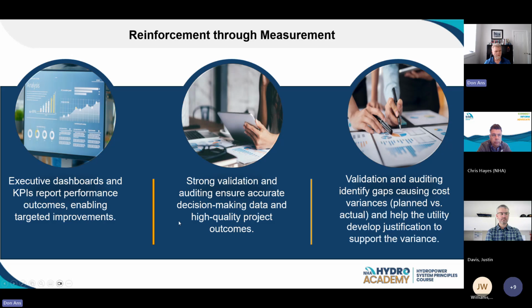that you have auditing in place to ensure accurate decision making and data. So this is very important to make sure that data is correct. And also that you are looking at any of the variances that cause cost variances and help the utility develop justification to support the variance. So it's really important.